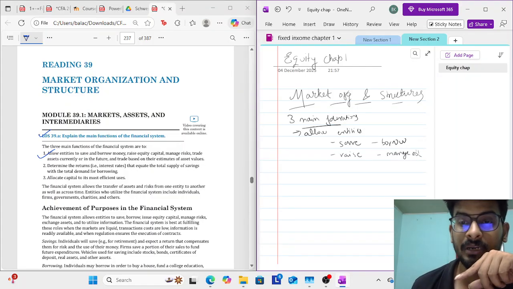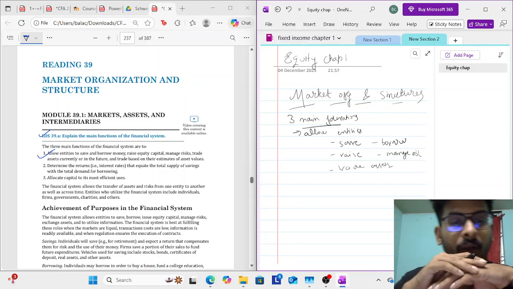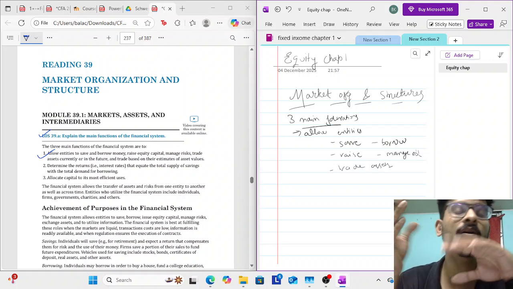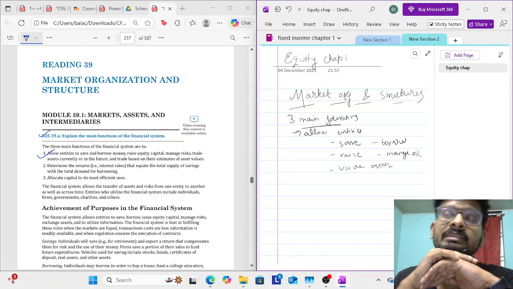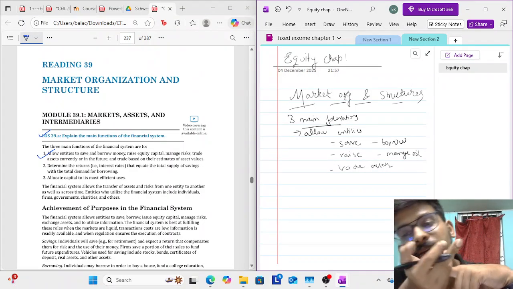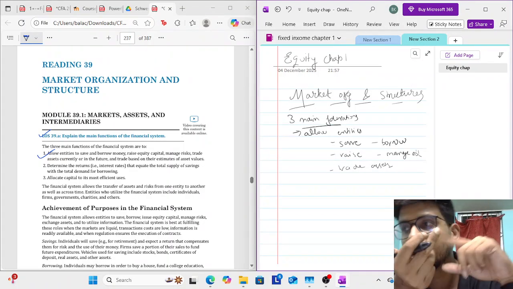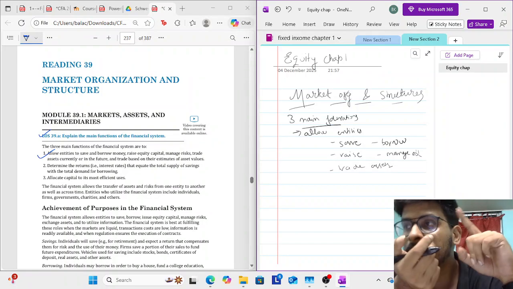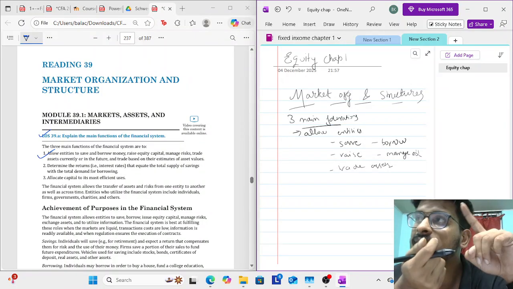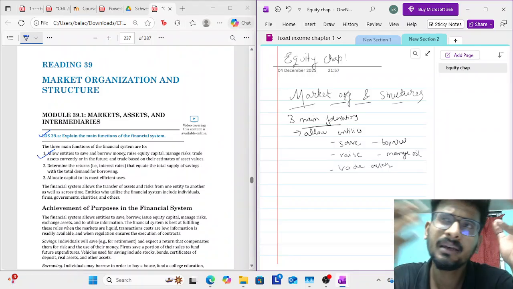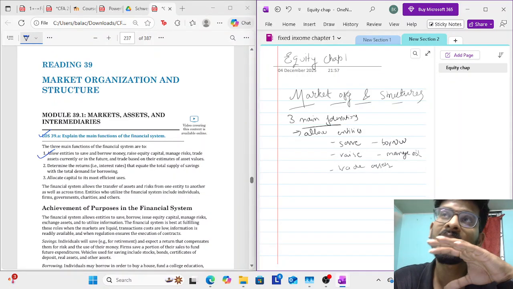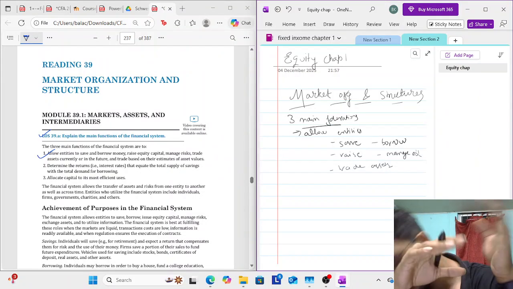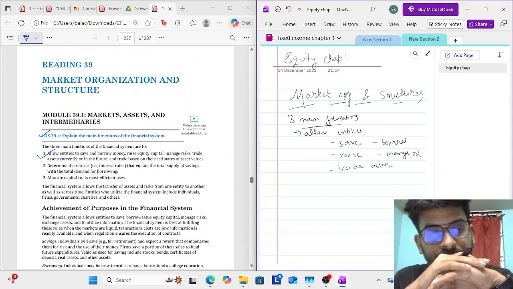Okay, now entities can trade assets, or in the future, and trade based on their estimate of their asset values. Let's say an example: in the financial system you can add funds, you can borrow funds, banks can raise funds, manage risk, and they can actually trade assets. We can have a separate trading demat account, and we can actually trade assets.